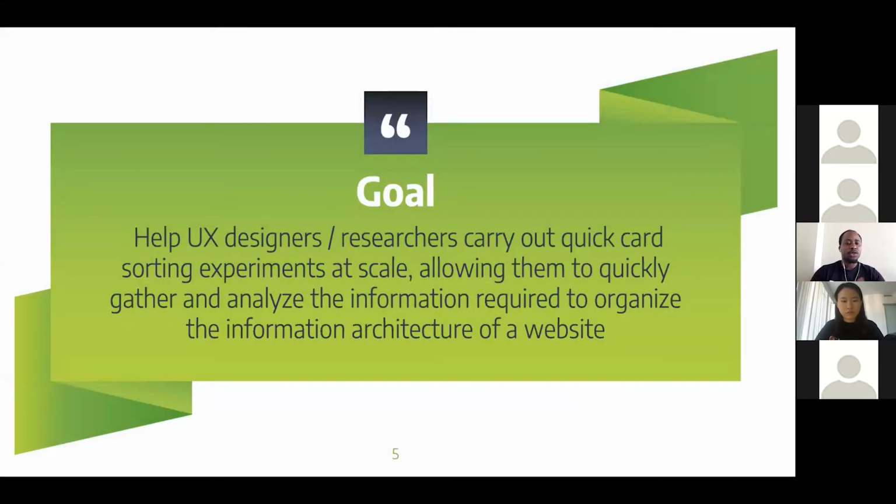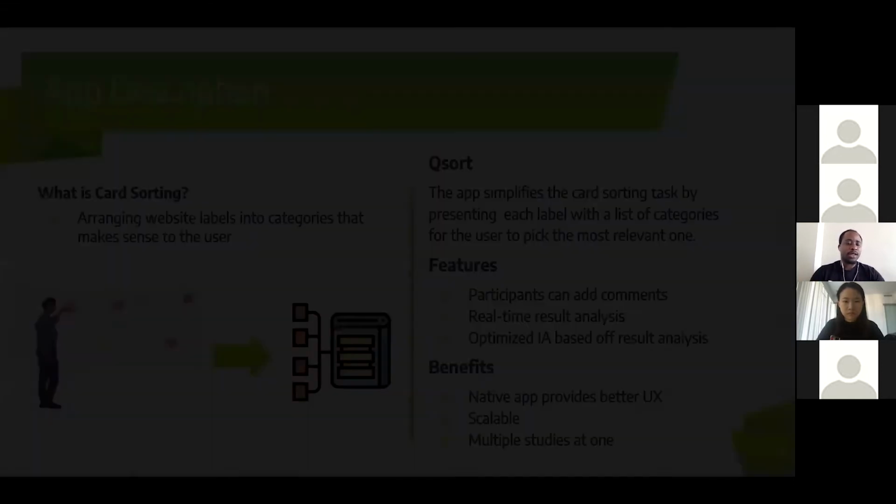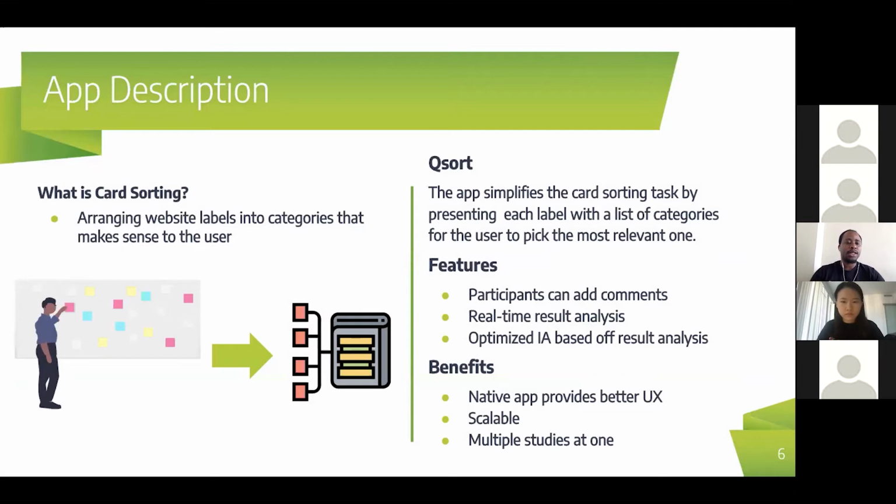Our goal is to help UX designers and researchers carry out quick card sorting experiments at a large scale, which allows them to quickly gather and analyze the information required to organize the structure or architecture of the website. Now, what is card sorting? Simply put, card sorting is arranging the website labels, like all the links on the website, into categories that make sense to the users.